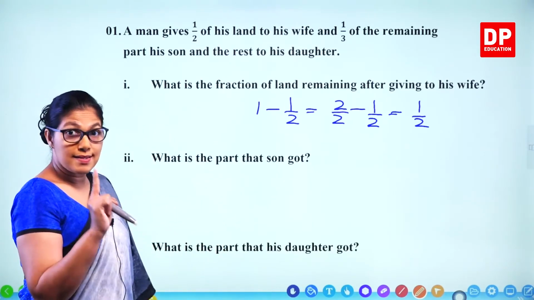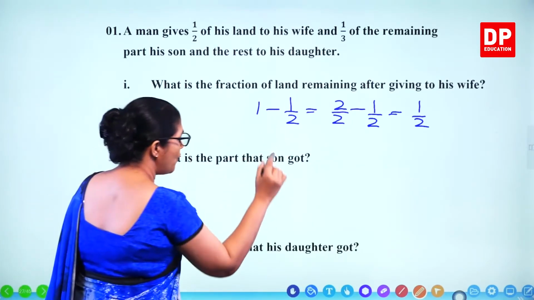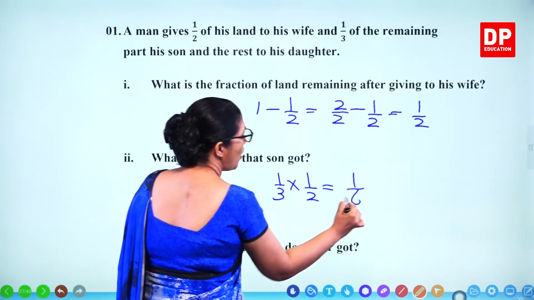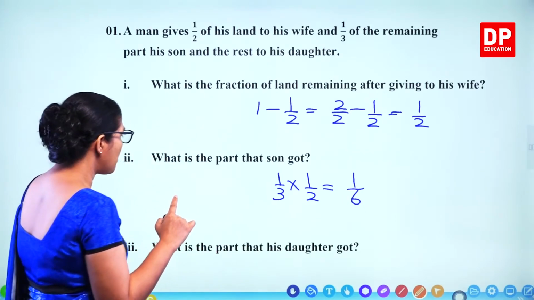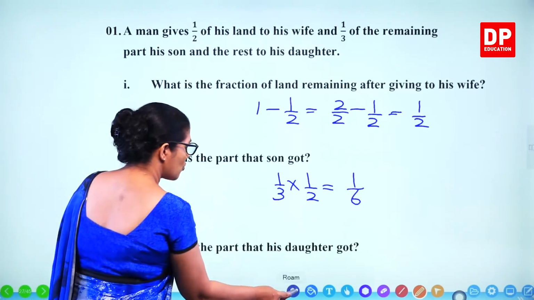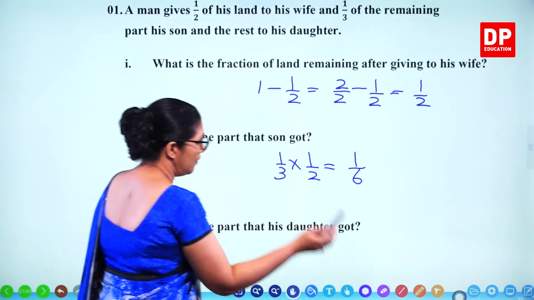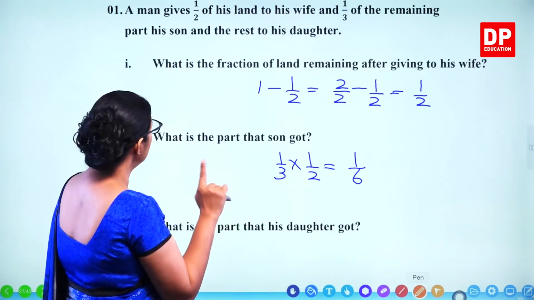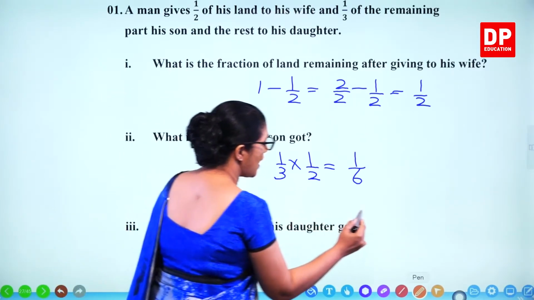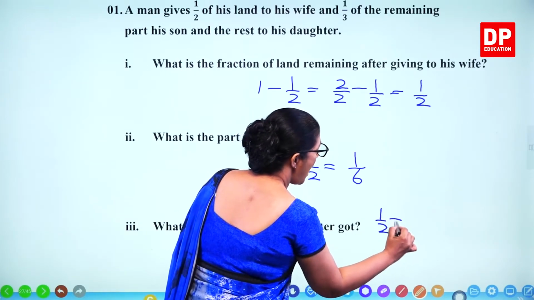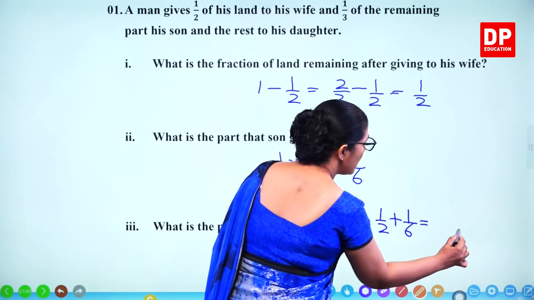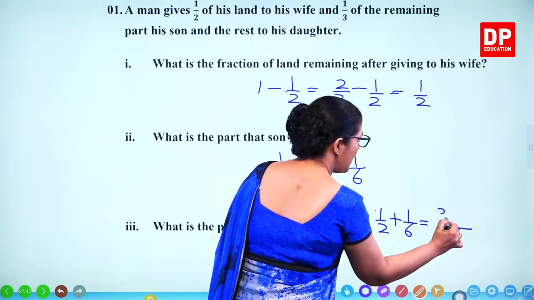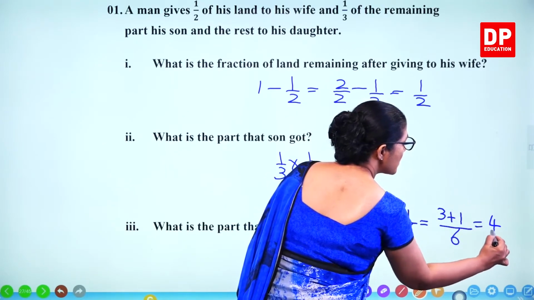What is the part that son got? 1/3 of the remaining. 1/3 of the remaining half. That means 1/6. What is the part that his daughter got? So daughter got the rest. So we have to find out the total parts that wife and son got. So half and 1/6. What's the total? 6 is the denominator. So here 3 times 1, 3. 3 plus 1, 4/6 already gone.